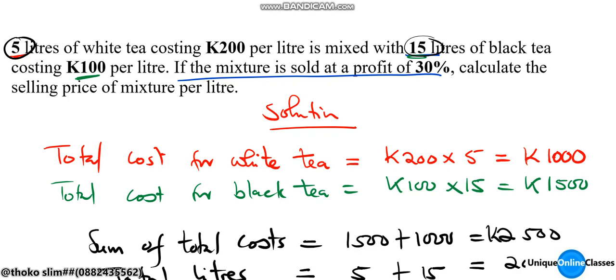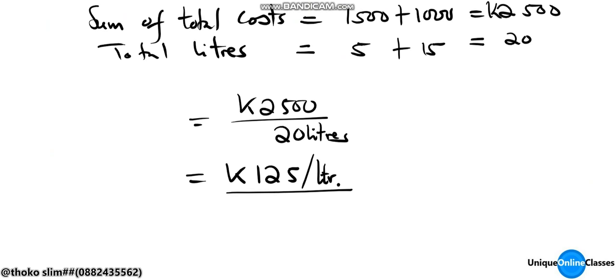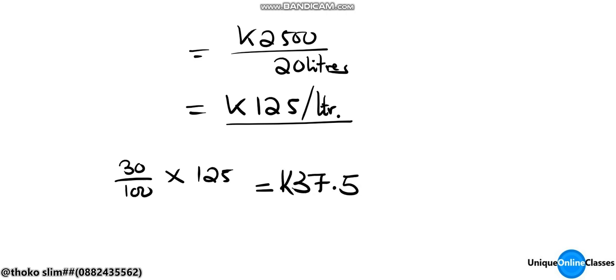the mixture was sold at a profit of 30%. What we need to do is find 30% of that one. So 30% of this, that's 30 over 100, times 125. If we find 30% of that, 30 times 125, then divide by 100, the answer is 37.5 kwacha.